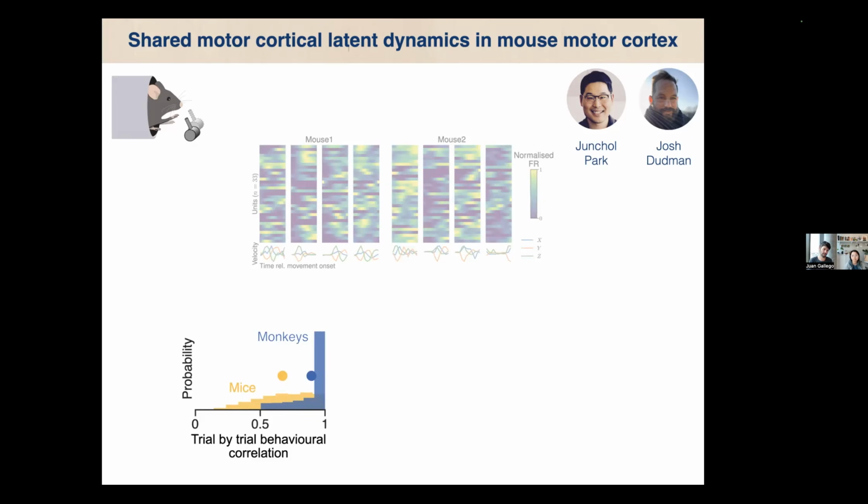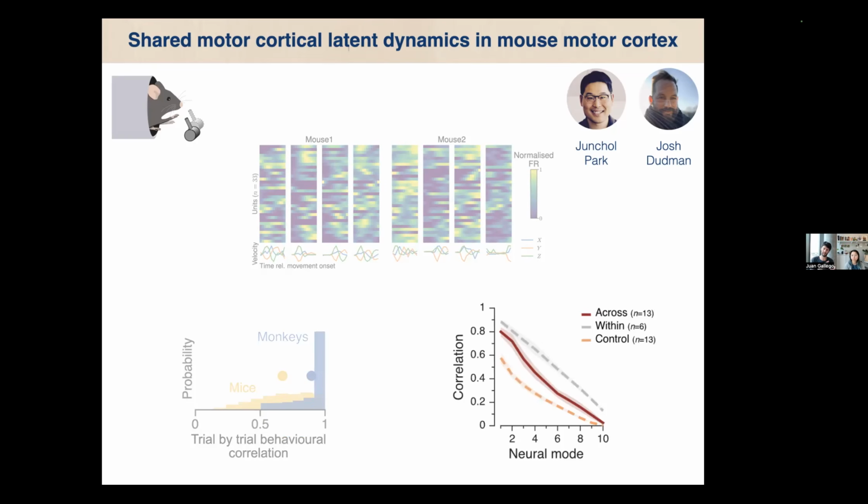So why I'm showing you this is because this allows us to begin testing the hypothesis that the preservation of latent dynamics is linked to the preservation of behavior. So now our prediction would be that since the behavior of the mice was less consistent, we should see latent dynamics that are less preserved. Okay? And that is exactly what we found. You can see that in this case, the across-mouse correlations are still well above the control, but they are in between the lower bound and upper bound controls, right? Which was not the case for the monkeys.